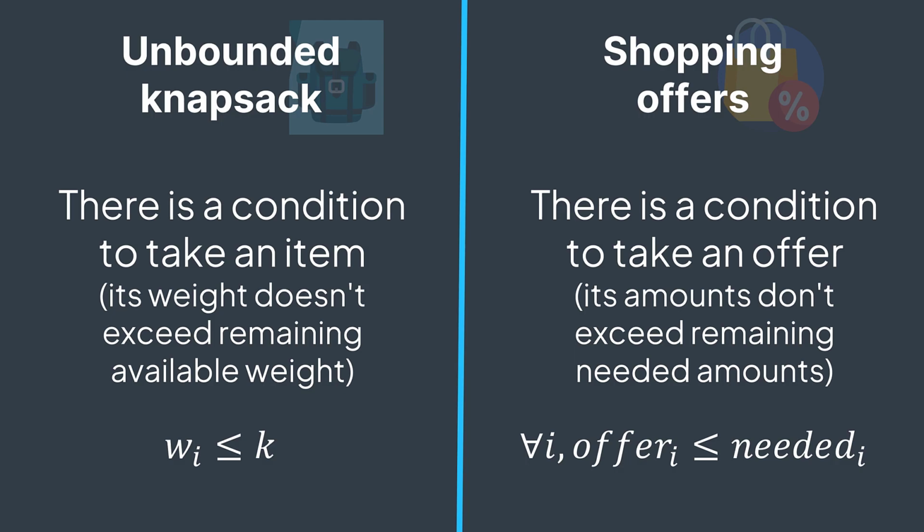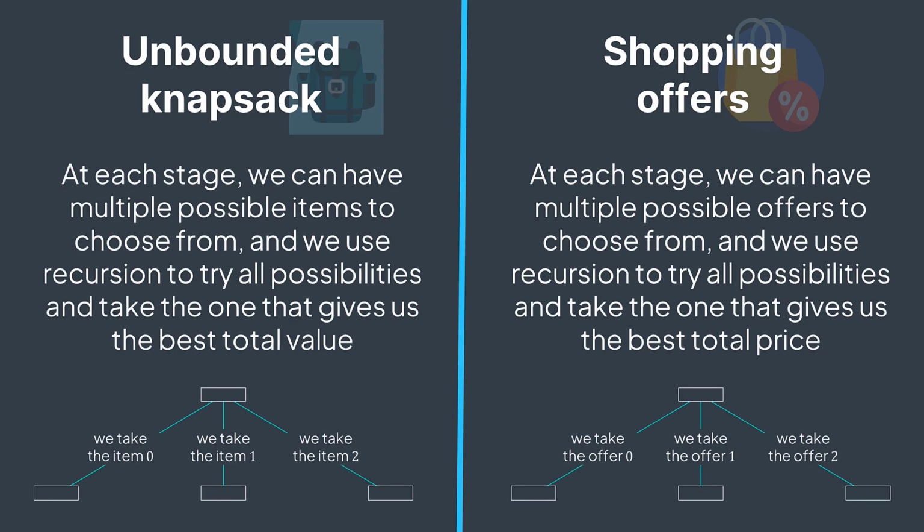In unbounded knapsack, at each stage, we can have multiple possible items to choose from, and we use recursion to try all possibilities and take the one that gives us the best total value. In this problem, we can also have multiple offers to choose from, and we use recursion to try all possibilities and take the one that gives us the best total price.